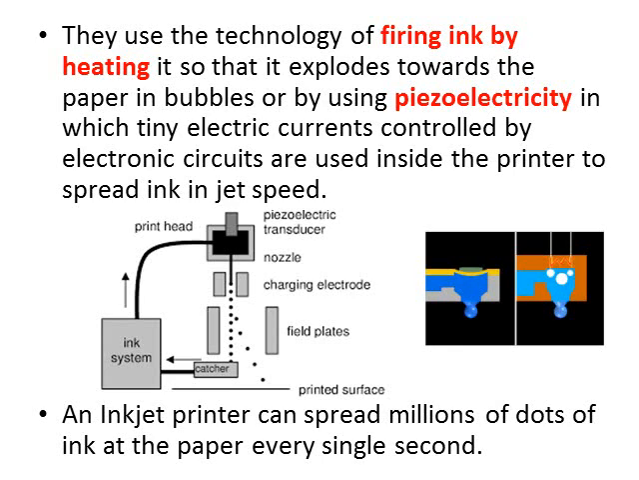The inkjet printer uses a technology of firing ink by heating it so that it explodes towards the paper in bubbles, or by using piezoelectricity, in which tiny electric currents controlled by electronic circuits are used inside the printer to spread ink at jet speed. The piezoelectric effect is the ability of certain materials to generate electric charge in response to applied mechanical stress.